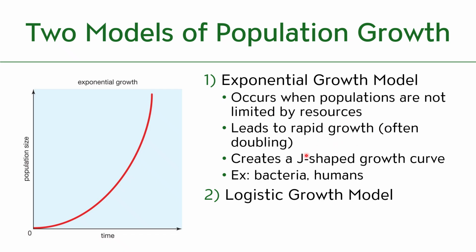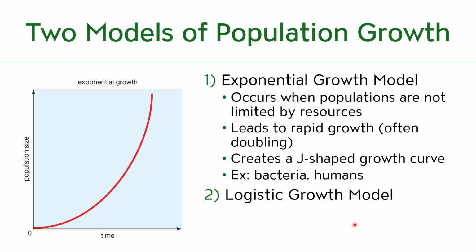So it's going to lead to what we call a J-shaped growth curve, where we just see this increase and it looks like a J. So bacteria do this. The human population is doing this. You often see this kind of growth with invasive species, which we'll talk about a little bit more in class.